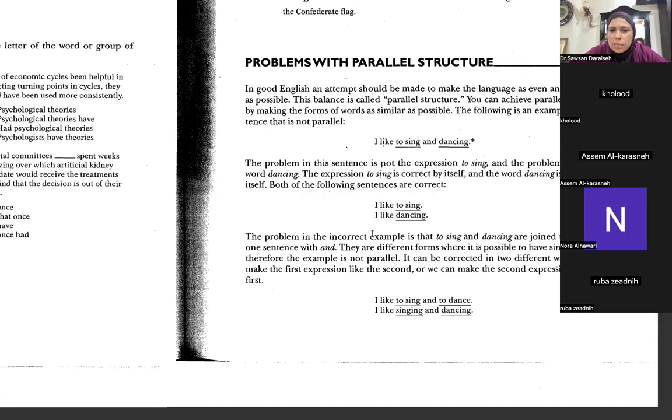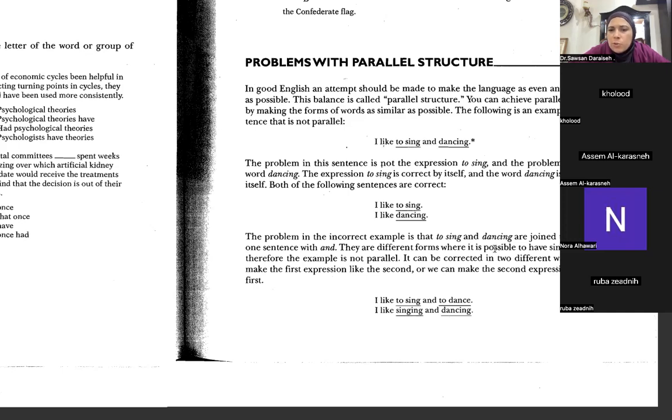Yeah, the problem in the incorrect example is that to sing and dancing are joined together in one sentence with and. This is the problem. When they're joined, it's like, guys, the middle part of the seesaw: this has to be equal to this in terms of weight, all right? And it's not, all right? Or here we say in terms of structure, of course.